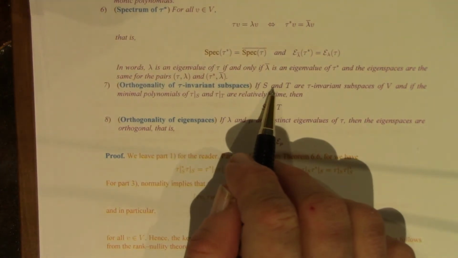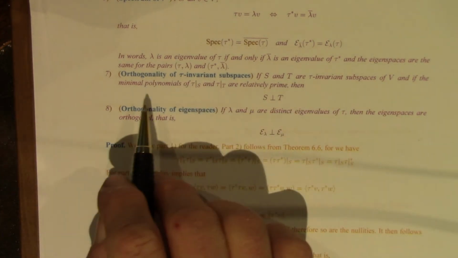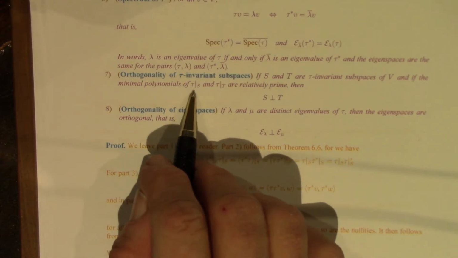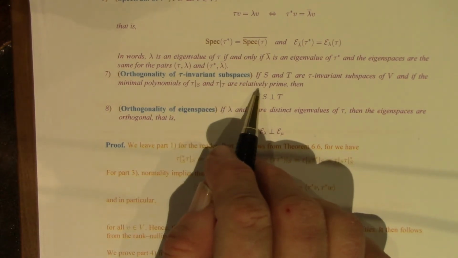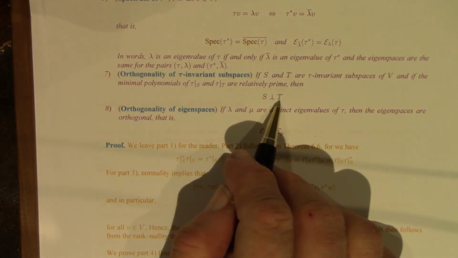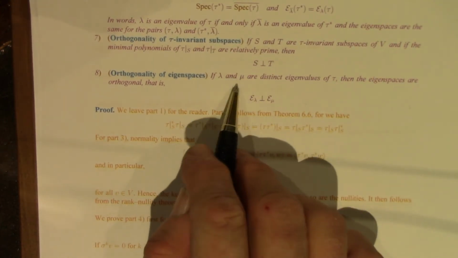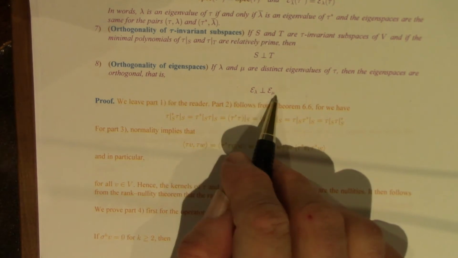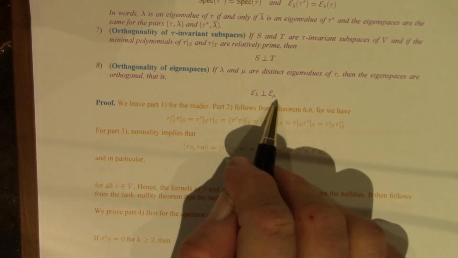Here's another very important property. If S and T are tau invariant subspaces of V, and if the minimal polynomials of the restrictions are relatively prime, then the two subspaces are orthogonal. As a special case of that, if lambda and mu are distinct eigenvalues of tau, then the eigenspaces, being tau invariant subspaces whose minimal polynomials, x minus lambda and x minus mu, are relatively prime, they will be orthogonal.